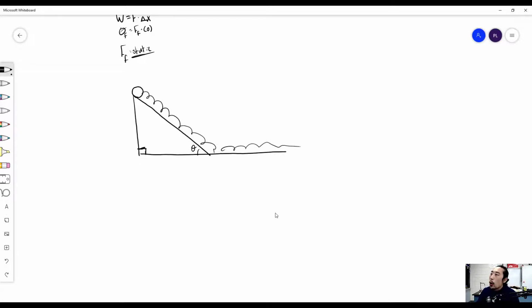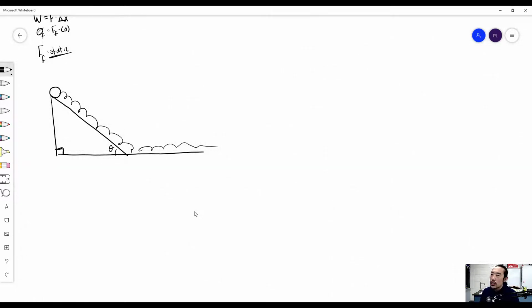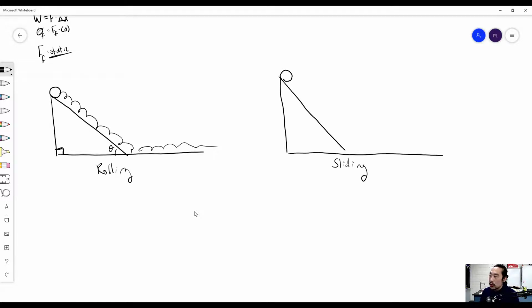Now what I want to do is compare this current scenario versus a scenario that we looked at before, where the object was not rolling, where this object just slides or glides down the ramp. So here we have a rolling scenario, and here we have a sliding or gliding scenario, where this object simply moves down the ramp, hits the bottom, and moves forward, whereas here the object is rolling.